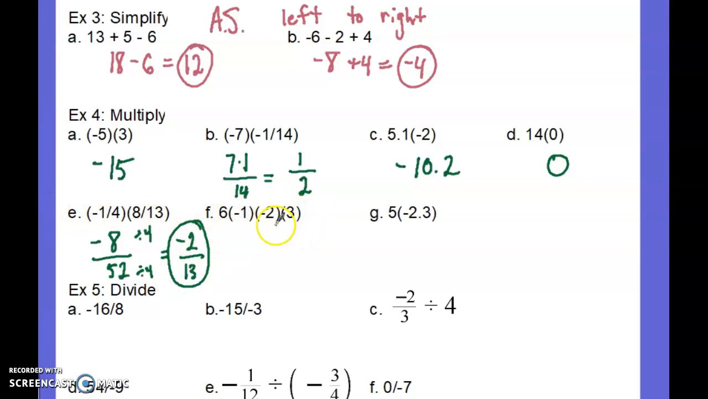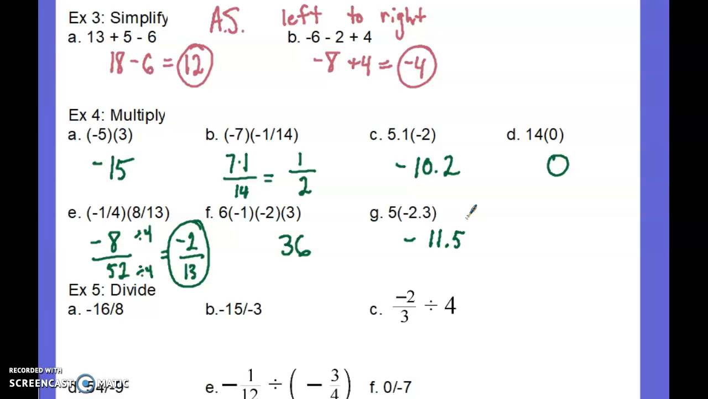So this one I would just multiply left to right. 6 times -1 is -6, times -2 is +12, times 3 is 36. And then this one, same thing. A positive times a negative is negative. 5 times 0.3 is 1.5. And then 5 times 2 is 10, but don't forget about that 1.5, so it's -11.5.